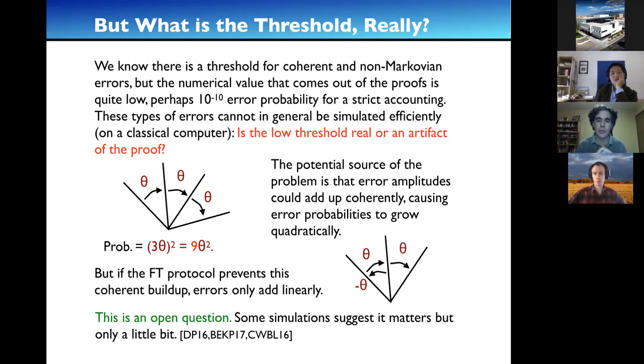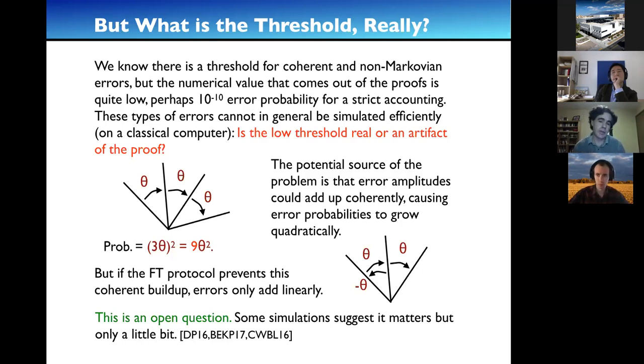And so that corresponds to a much lower threshold value. So for instance, if you had a proof that was 10 to the minus 5, it would come out to more like 10 to the minus 10 threshold. So 10 to the minus 5 for stochastic errors would be more like 10 to the minus 10 for coherent errors. But that's a pessimistic worst case thing. And it might just be an artifact of the way the proof is constructed, and having to think of the worst possible thing that could happen.